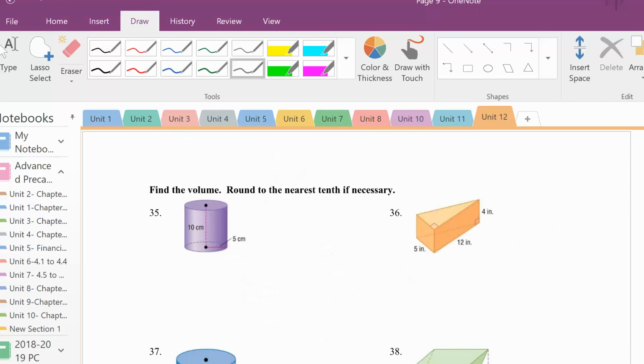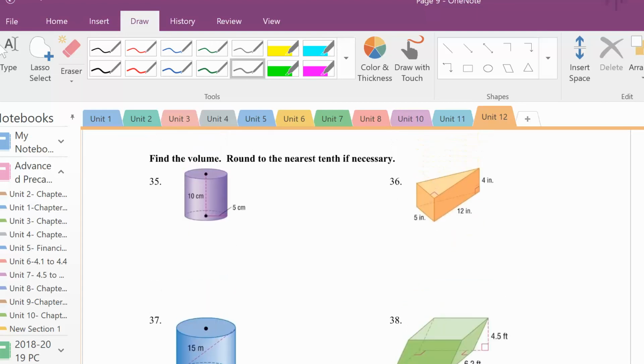All right, so now some practice problems here. It wants you to find the volume of this cylinder. And remember, it's the area of the base times the height. So it's pi times 5 squared times 10. And when you multiply that out, you get 785.4 cubic centimeters.